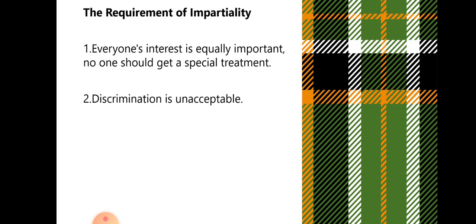The requirements of impartiality. Impartiality means you're being fair. Everyone's interest is equally important. No one should get special or preferential treatment. So, for example, if you are paying your bills at a department store, you should wait for your turn.